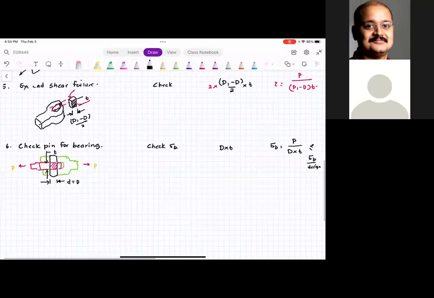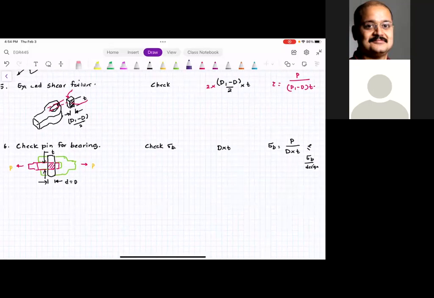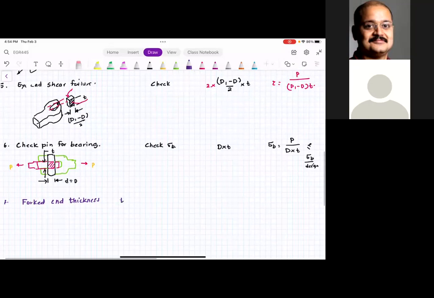So for the fork end, the fork end thickness is called T1, and that is usually the value of P, which is the eye end thickness, divided by 2, plus 5 millimeter clearance. So this is sort of an empirical dimension.